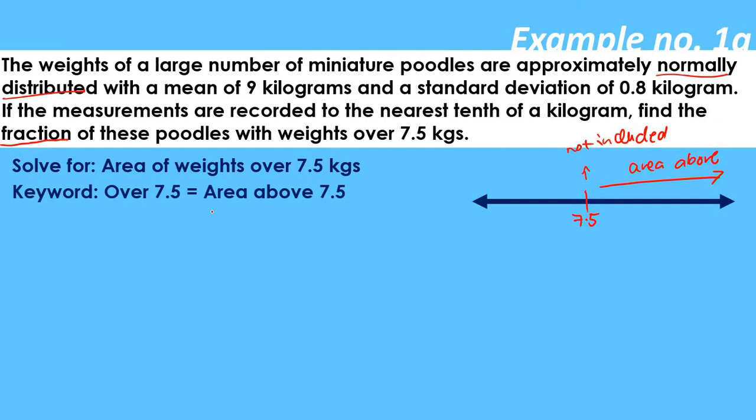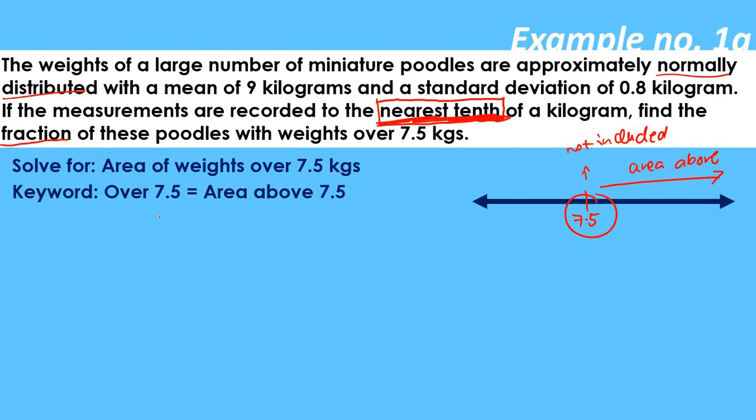Now notice here that the weight is recorded to the nearest tenth. This will be our clue for the first step before solving. Now since we know that over 7.5 means area above 7.5, and that means not including 7.5, we need to adjust our value for x. And how do we do that? We simply try to increase it a little over 7.5.